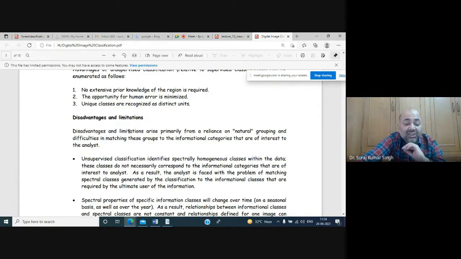So the disadvantages and limitations of unsupervised classification arise primarily from the reliance on natural grouping. The basic fundamental about this operation is that the system automatically groups or creates natural groups. What is the basis of creating that natural group can be a point of debate, and many times the system can group a class which doesn't correspond or connect to that land use land cover.